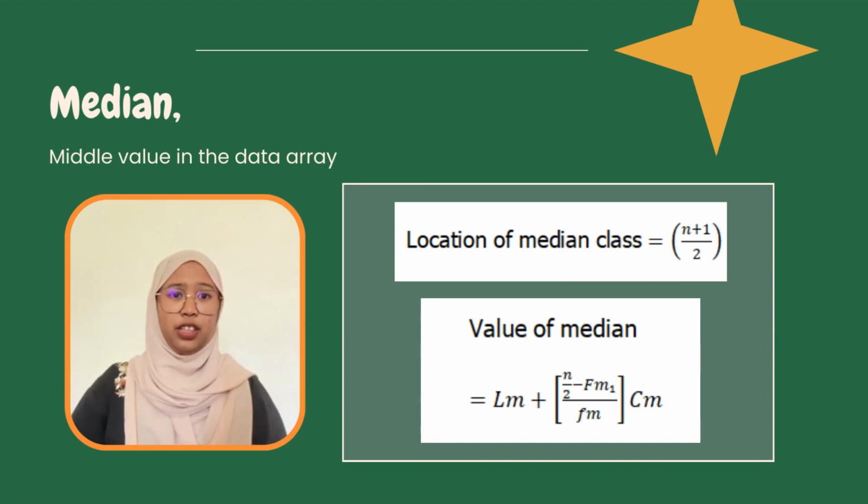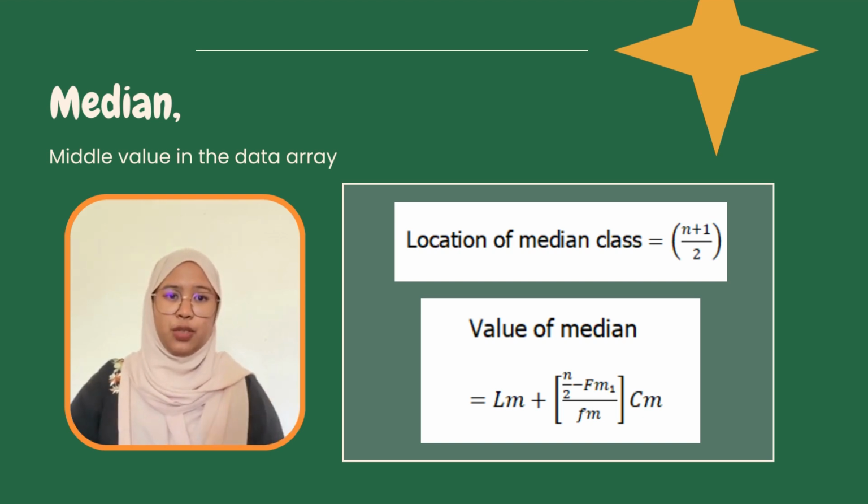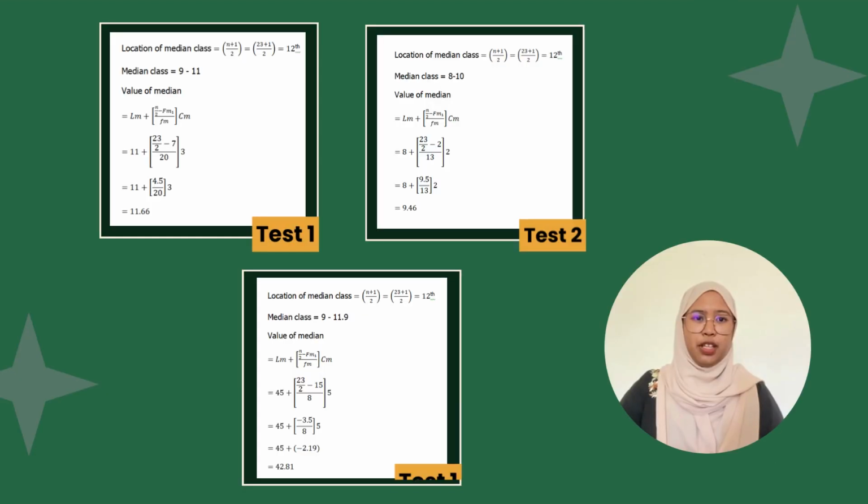Last calculation for task 3 is median. Median refers to the middle value in the data array. To calculate median, we need to find the location of the median class first. After that, using the formula given, we just need to insert the data. Median for test 1 is 11.66. Median for test 2 is 9.64. And final is 42.81.